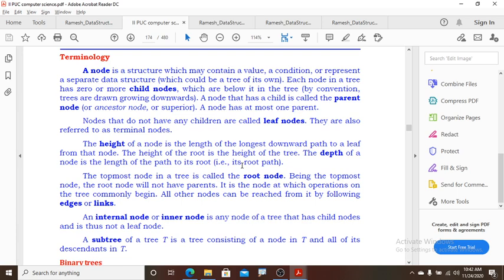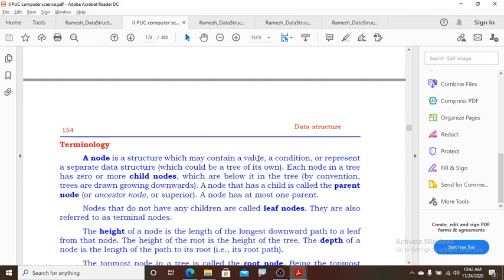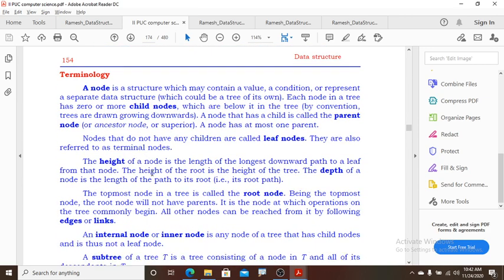Okay. So this is about leaf nodes. They are also referred to as terminal nodes. Also we can say it as a terminal node. Okay. And that is what leaf nodes are. Height of the node is the length of the longest downward path to a leaf from the node.